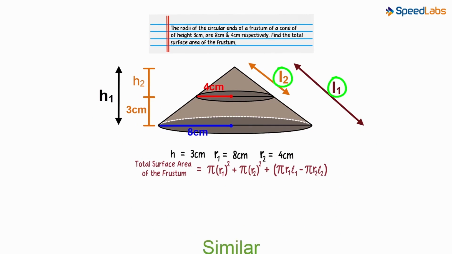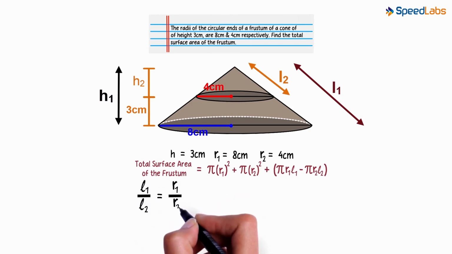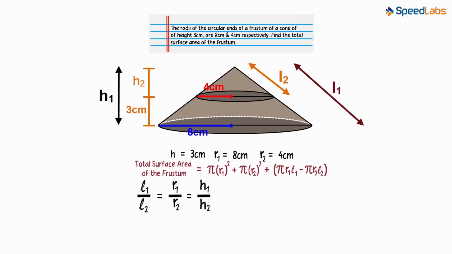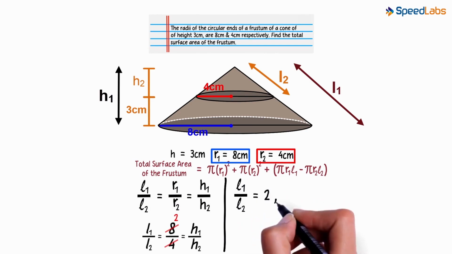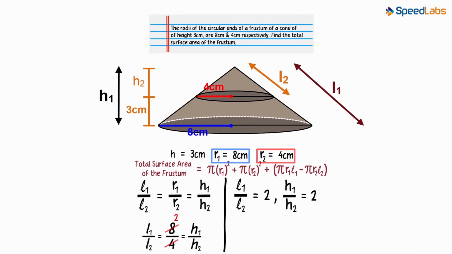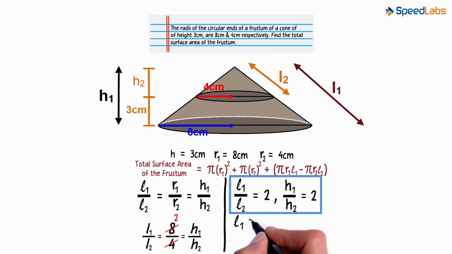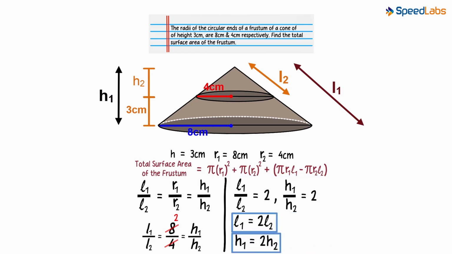We will use the concept of similar triangles that we discussed in the previous video. So we get L1 over L2 is equal to R1 over R2 is equal to H1 over H2. After substituting the values for R1 and R2, we get L1 over L2 as 2 and H1 over H2 as 2. This means that L1 is equal to 2 times L2 and H1 is equal to 2 times H2. We will name these equations as equation 1 and equation 2.